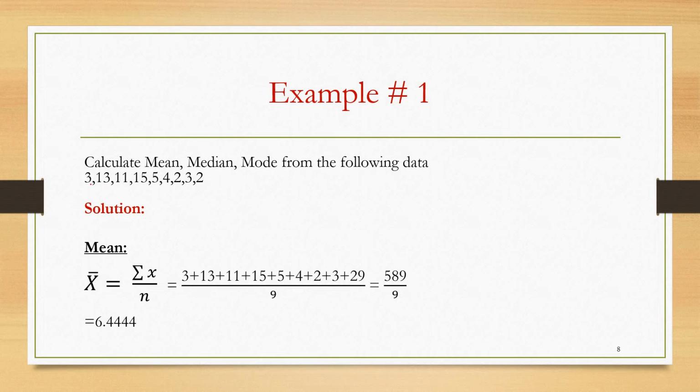And what are the observations in our data set? 3, 13, 11, 15, 5, 4, 3 and 2. So, this is the typing mistake. So, the sum of the data set is 589 divided by number of observations. How many observations we have? 1, 2, 3, 4, 5, 6, 7, 8 and 9, divided by 9. So, what is the mean of the given data set? That is 6.444.